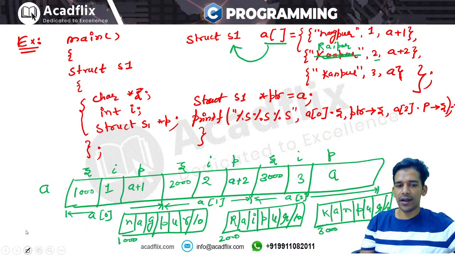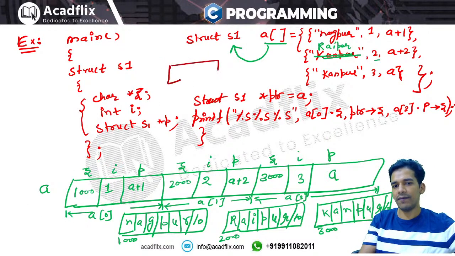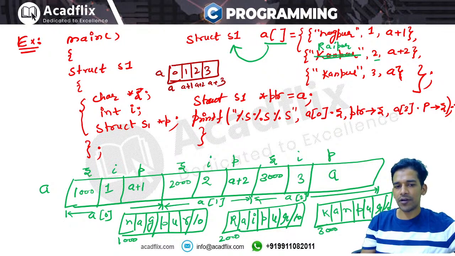So we know that if I talk about an integer array, let us say you have an array a in which you have some values 0, 1, 2, 3, then I told you that this is the address a, this is the address a plus 1, this is the address a plus 2, this is the address a plus 3. Now you imagine, let us say the base address of this structure is something like this.